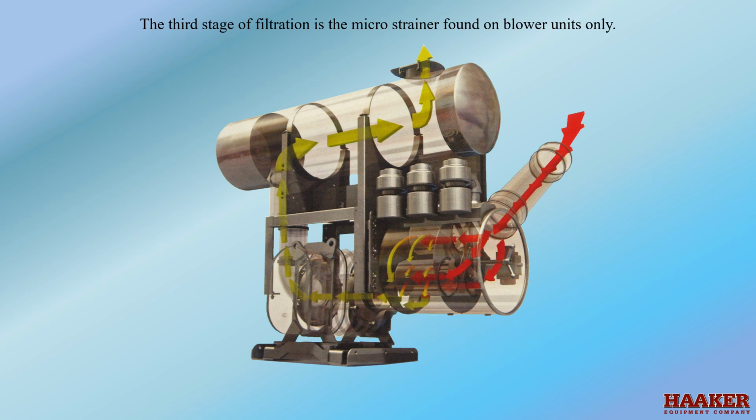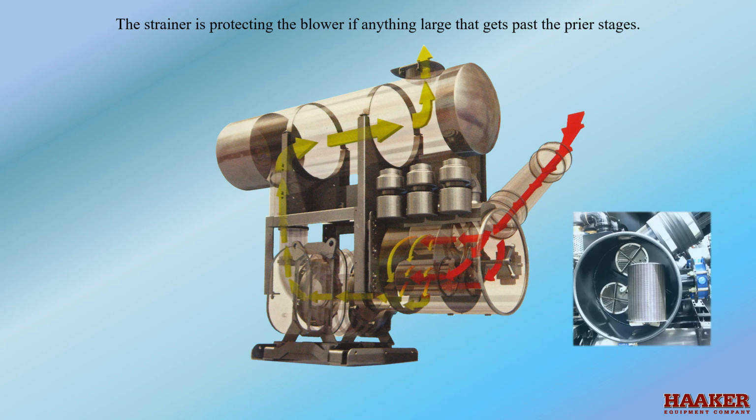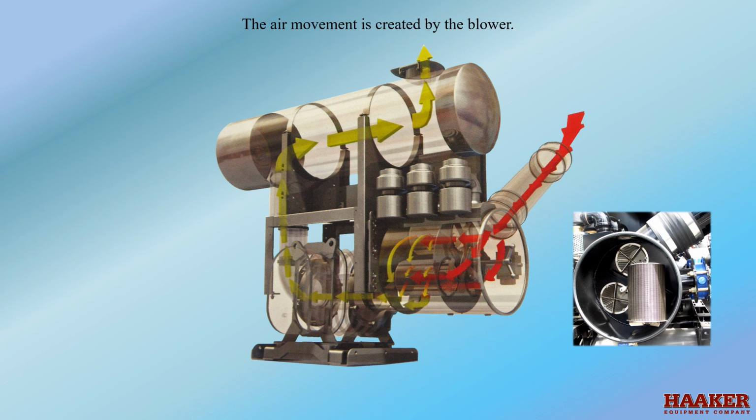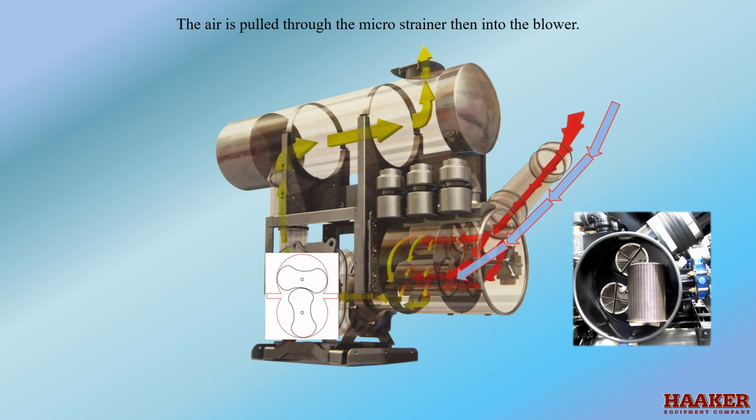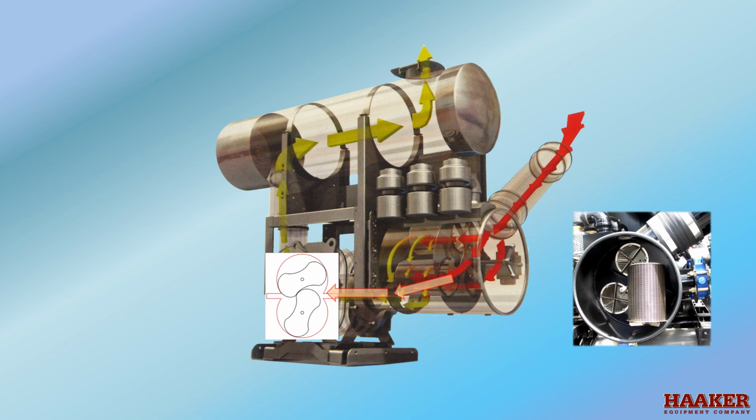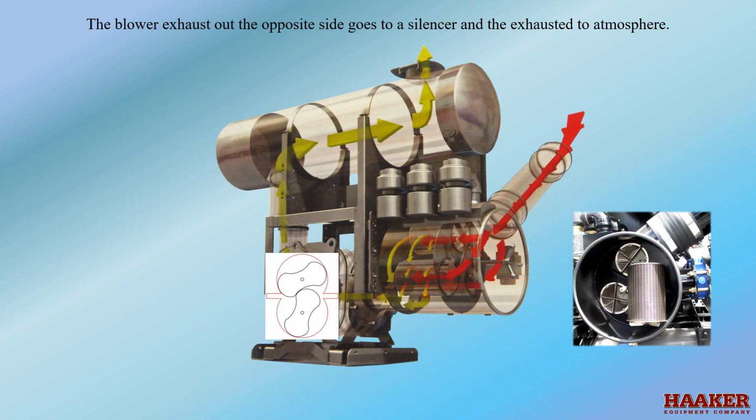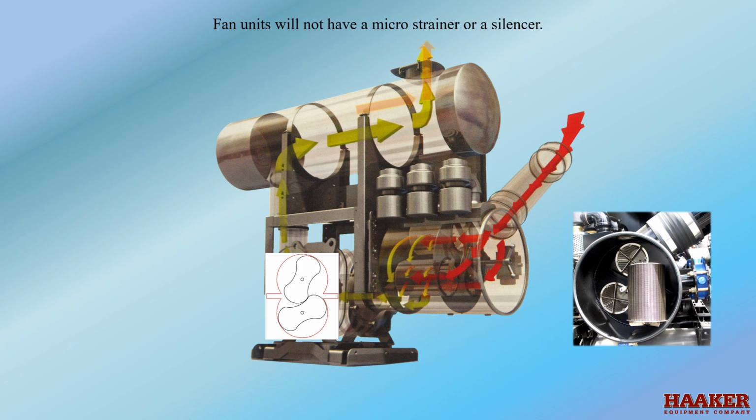The third stage of filtration is a microstrainer found on blower units only. The strainer is protecting the blower if anything large gets past the prior stages. The air movement is created by the blower. The air is pulled through the microstrainer, then into the blower. The blower exhausts out the opposite side to the silencer and exhausts to the atmosphere. Fans will not have a microstrainer or a silencer.